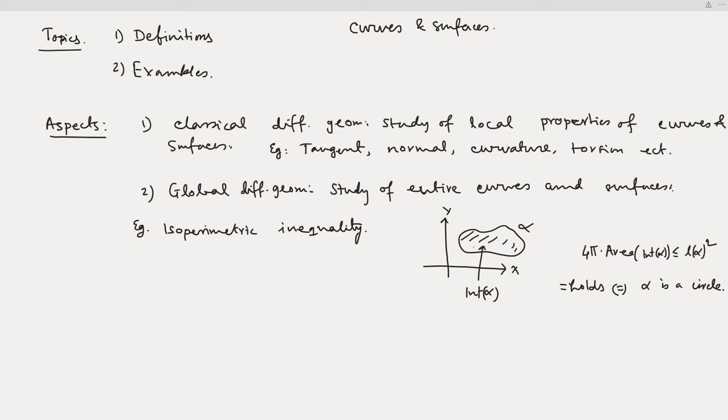So this is an example of global differential geometry. To study classical differential geometry and global differential geometry, we use the method, or tool, of differential calculus. Basically we extract geometric properties using differential calculus.